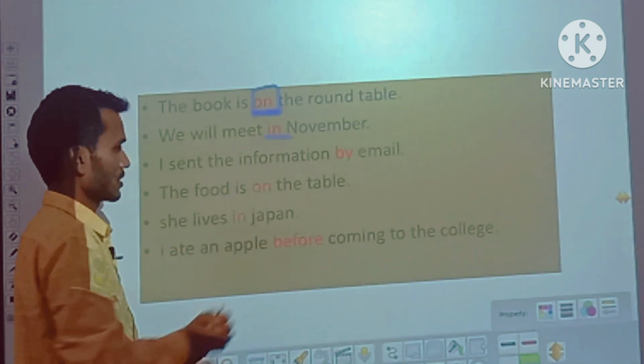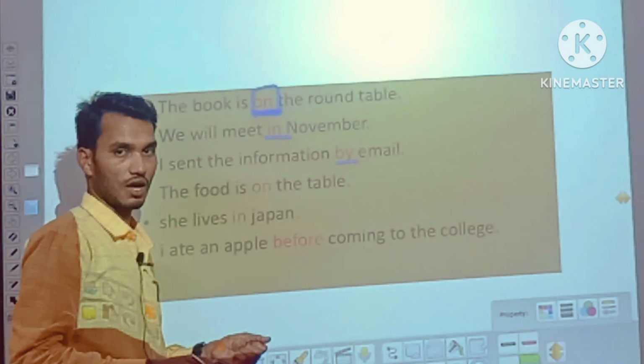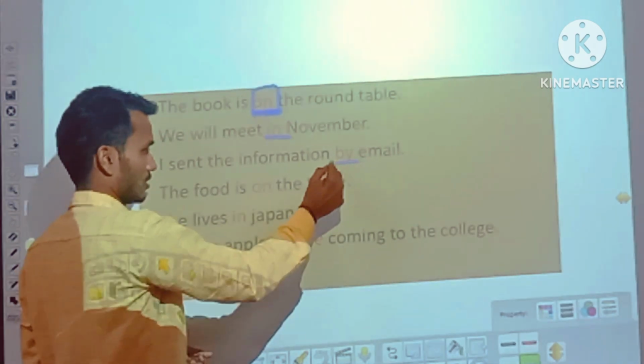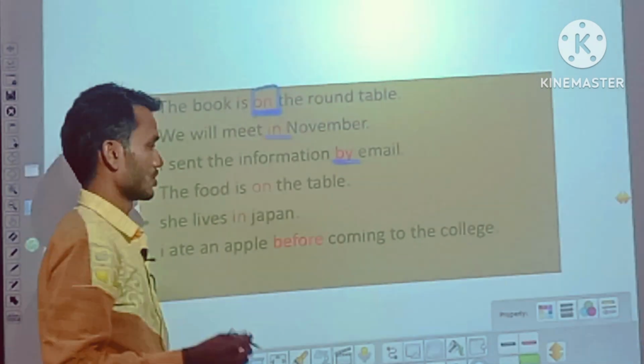I send the information by email. How did I send the message? I send the message by email. Here, by is a preposition, right?